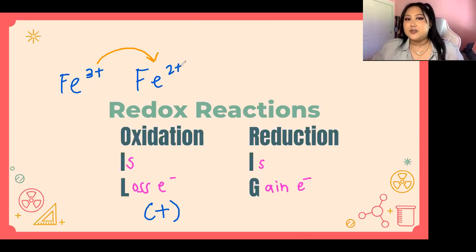did it gain an electron or did it lose an electron? Fe3 plus to Fe2 plus. Yeah, it gained an electron. So that would be reduction. So although it would be reduction, it's not necessarily a negative numerical value, but it is more negative. Does that make sense? Yes, okay, cool.